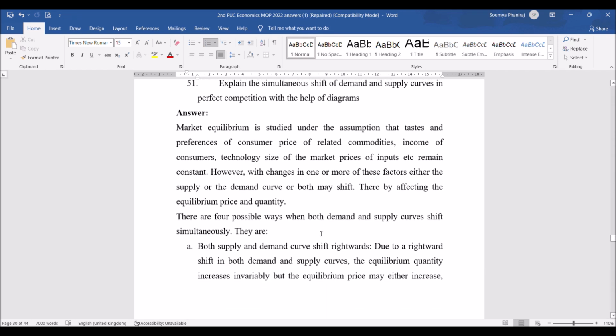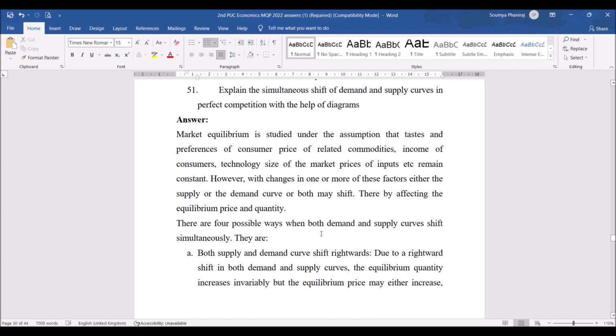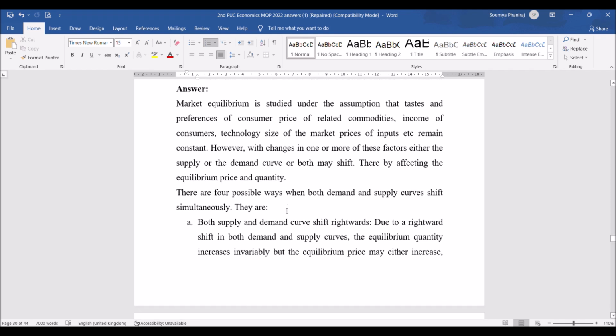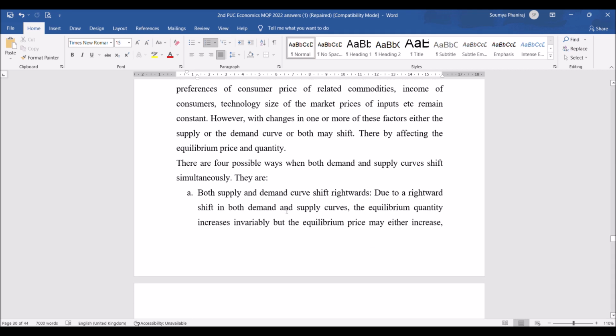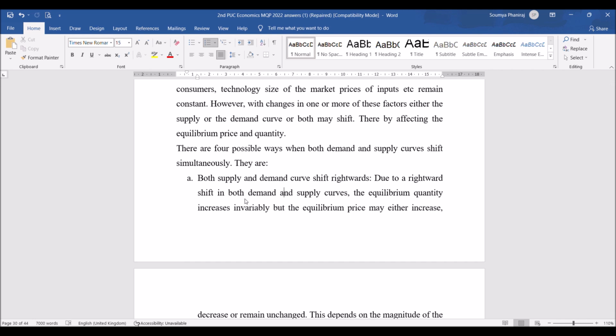The next question is about the simultaneous shift of demand and supply curves in perfect competition with the help of a diagram. So in the initial paragraphs, you need to write something about perfect competition, either the meaning or the feature or something like that which is related to perfect competition. And here they have specifically asked for the simultaneous shift of demand and supply curves. So how does the curve behave? That is what we need to explain in detail.